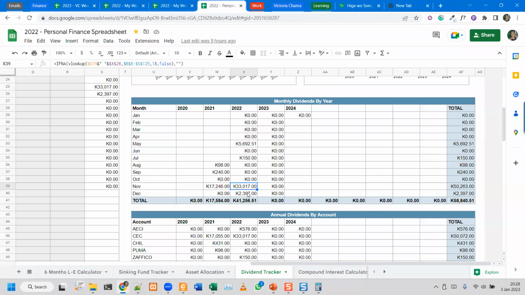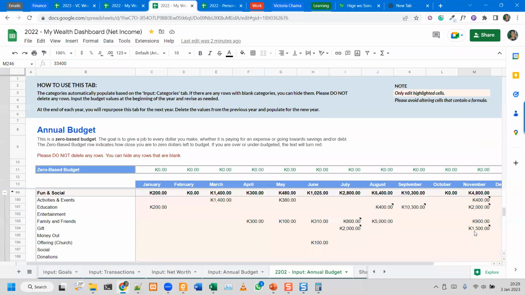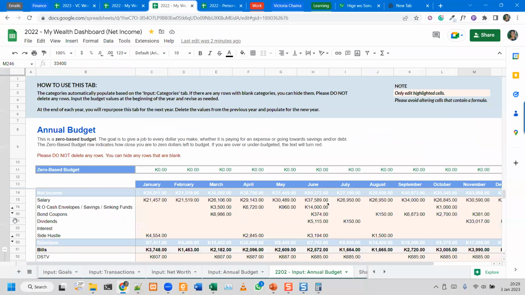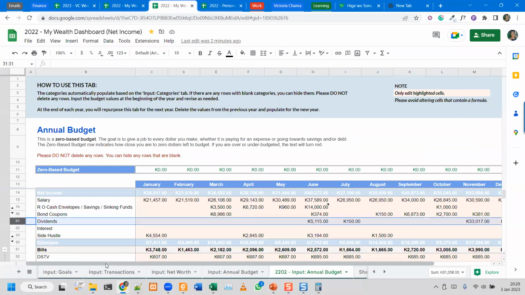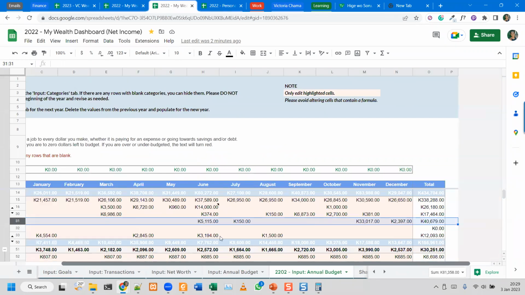What you need to do in order for compounding to work, this is taking interest earned from one asset class into another. This 33,000 that you see, you're going to see it being reflected here as income. There's a row called dividends, and this shows the dividends that I've received. This is the exact amount that you see here, 33,017 kwacha. That came from one company.